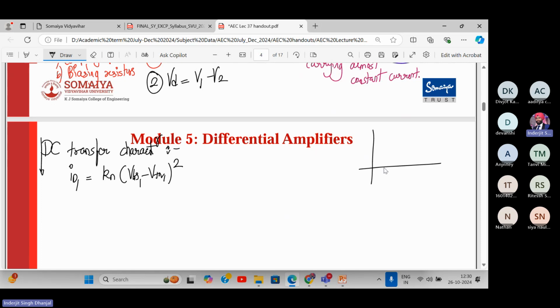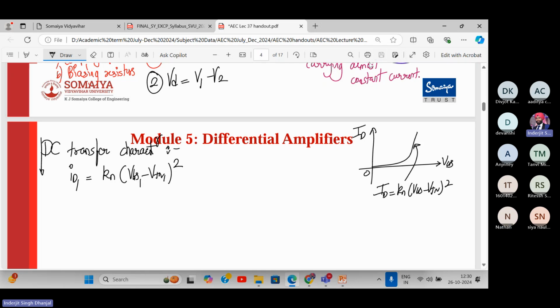Come on, this is the ID versus VGS characteristics. So what is this equation given by? Remember, ID is equal to Kn times (VGS minus VTN) the whole square. Did we write this before? Yes. So the same equation we are rewriting over here. Basically, what are we saying? ID1 is proportional to VGS1 square, and ID2 is proportional to VGS2 square. Meaning any small change in VGS will lead to a large change in ID.